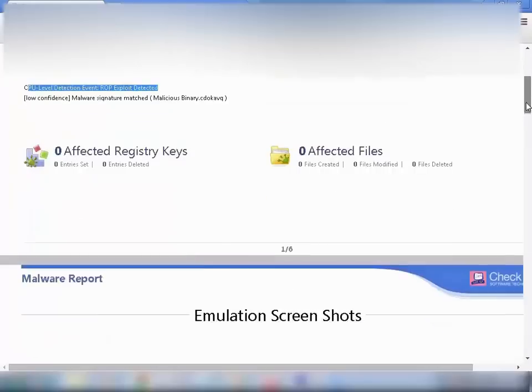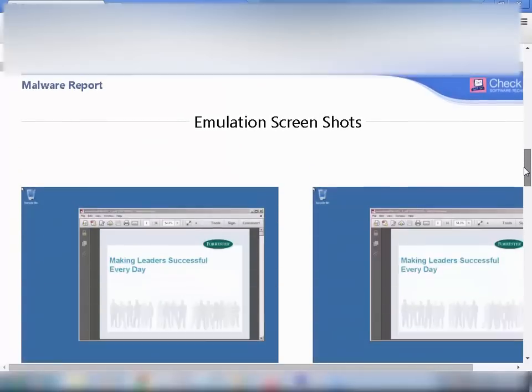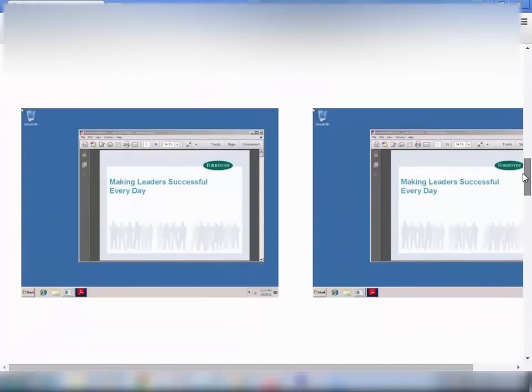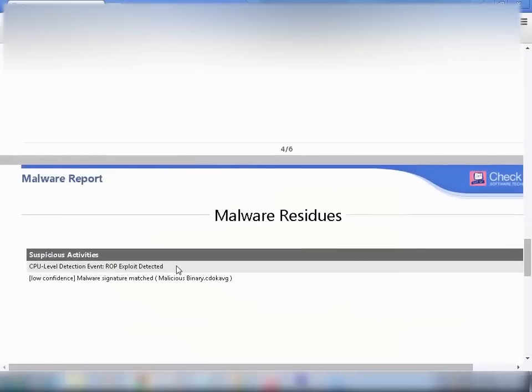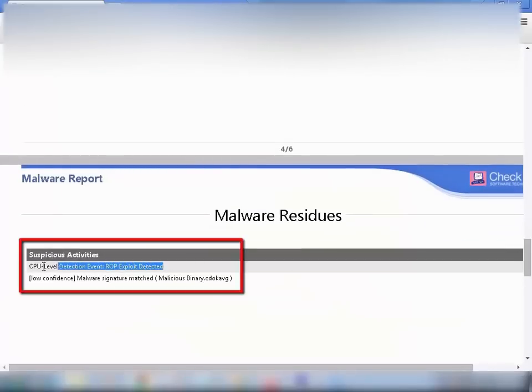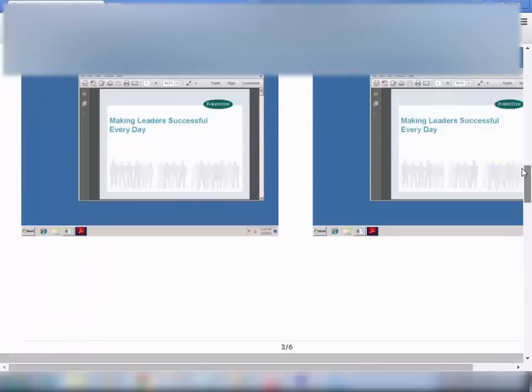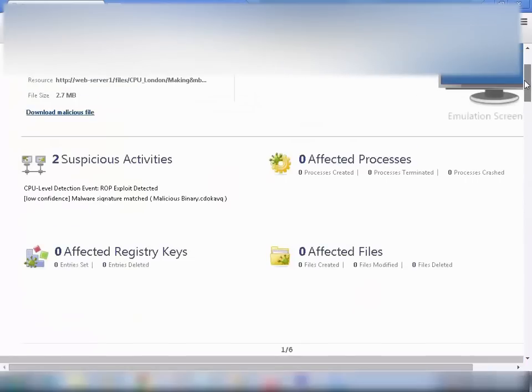We can also view emulation screenshots to verify the entire flow of this attempted infection process. Unlike competing sandboxing solutions, only Check Point SandBlast can detect CPU level exploits to prevent unknown malware, as well as more accurately detect and prevent known malware from infecting networks.